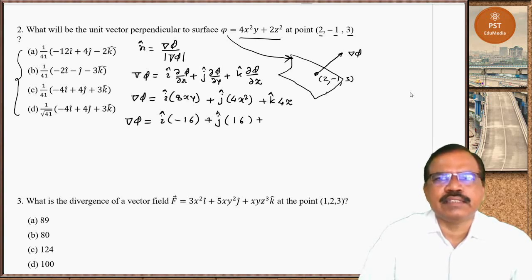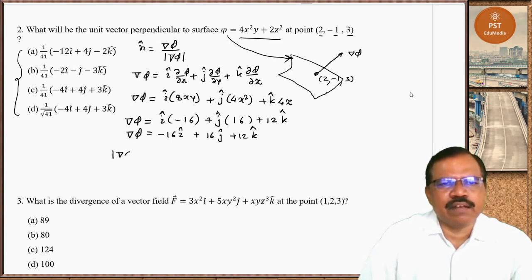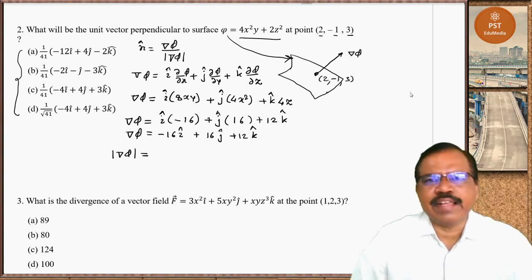Plus j, z is 3, so 4z, you will get 12k. So here del phi is minus 16i plus 16j plus 12k. This is del phi. And magnitude of del phi: del phi is a vector, so what is the magnitude of del phi?